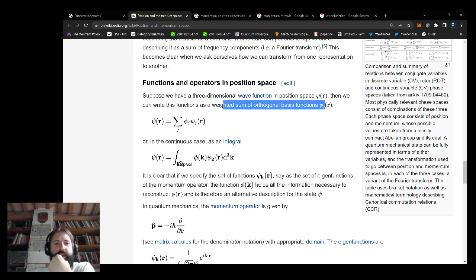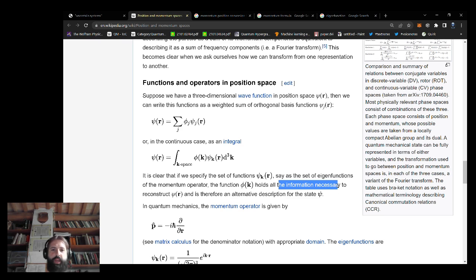I'm not so sure what this k space means though. Is it clear that if we specify the set of functions psi k as a set of eigenfunctions of the momentum operator, this function holds all the information necessary? That's true. Okay, so the coefficients of these hold all the information necessary to reconstruct these, but I'm not so sure about the momentum operator.